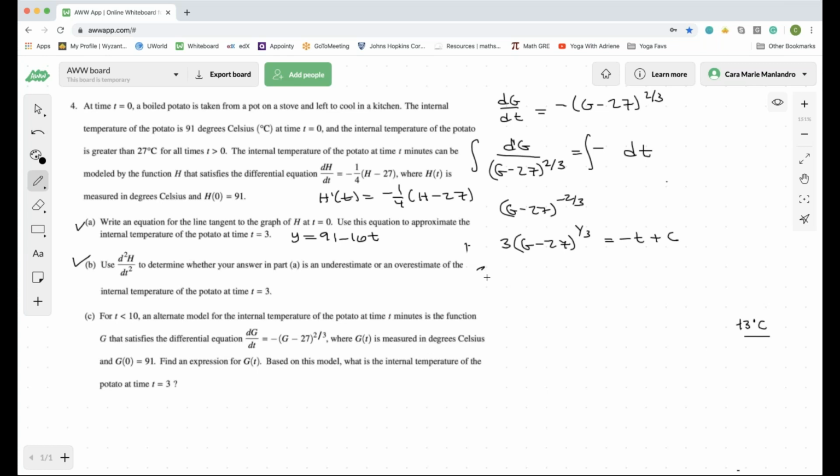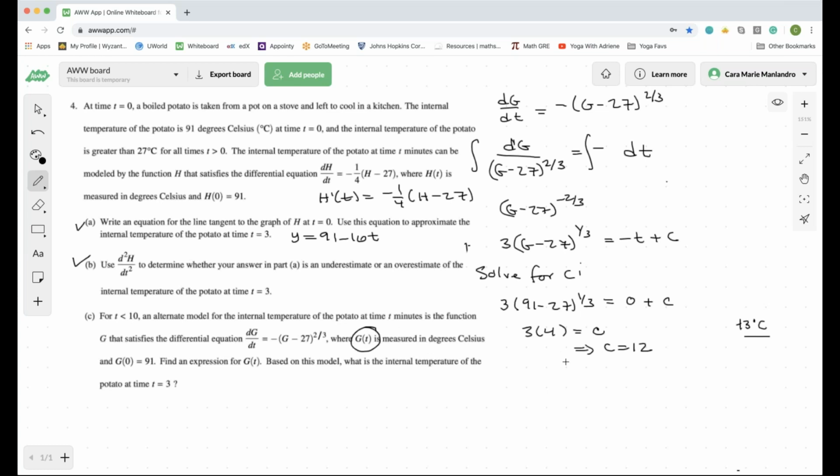Okay, so let's go ahead and solve for c. All right, and so 3 times (91 minus 27) to the 1/3 is equal to 0 plus c. So 91 minus 27 is 64, to the 1/3 is 4. So 3 times 4 is equal to c, so therefore c is equal to 12. All right, and then from there we can go ahead and give an expression. All right, everybody with me?